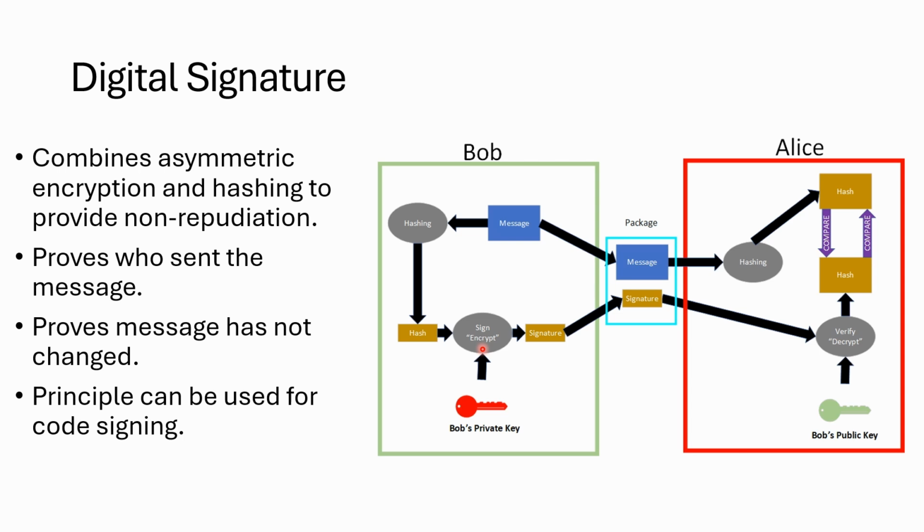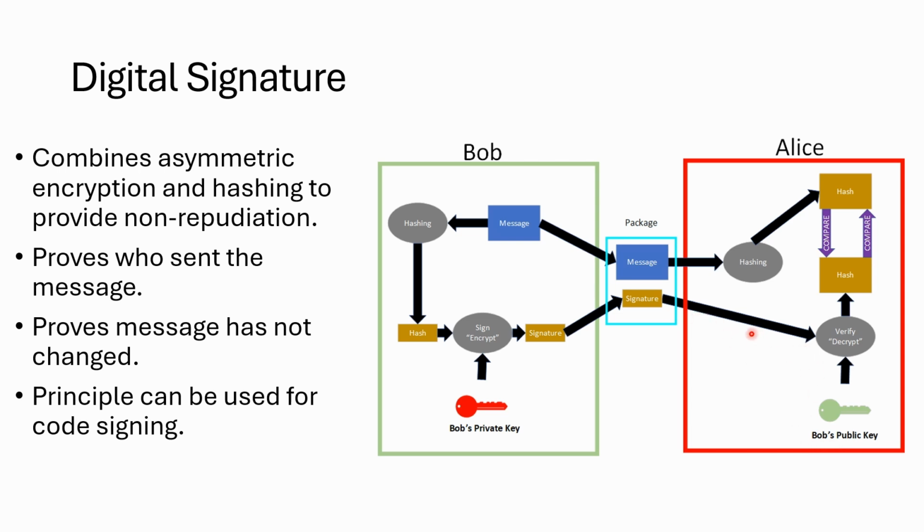So encrypt or sign, these are kind of used interchangeably here. So you're going to take your private key and encrypt that. Only you can do that because only you have your private key, and that creates a signature. So you're going to put that signature in the package, and you're going to send Alice this message and the signature together. Alice, to verify that this message hasn't changed and that you sent it, is going to take your public key.